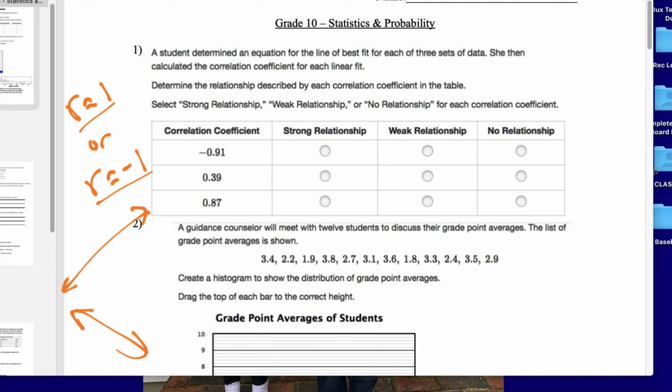So when you think about -0.91, that's actually really strong. That's really close to -1. And same thing, 0.87, that's pretty strong. That's pretty close to +1. 0.39 is not really close to 1, and it's going to be pretty obvious on the MCAS, so I would say that's a weak relationship. No relationship would be if it's 0 or really close to 0. So that was that one.